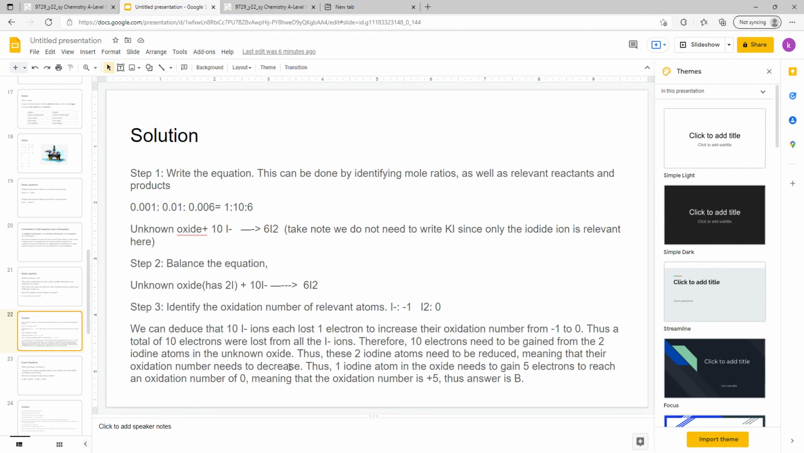as stated here. Thus, 1 iodine atom in the oxide needs to gain 5 electrons to reach an oxidation number of 0. And since we need to gain 5 electrons to reach an oxidation number of 0, it means that the oxidation number is +5. Since each electron is negative, 5 electrons will be -5, and +5 minus 5 would give us 0. Thus, the answer is B. Please feel free to review this again if you are confused.